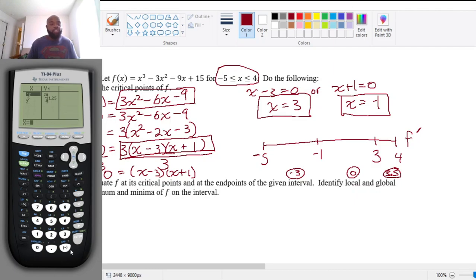I'm going to plug in -3, press enter. I get 36, which is positive. Okay. I'm going to plug in 0. I get -9, which is negative. And I'm going to plug in 3.5, press enter, and I get a positive. So this is going to be a positive, negative, and a positive. Let's go and write this on our screen. I already forgot. Positive, negative, positive.